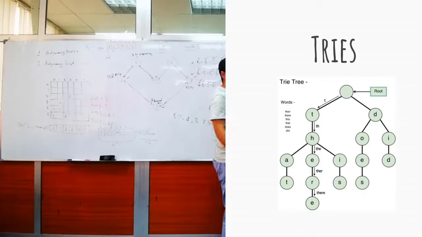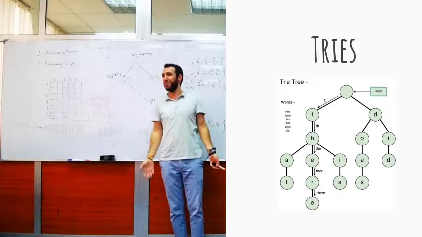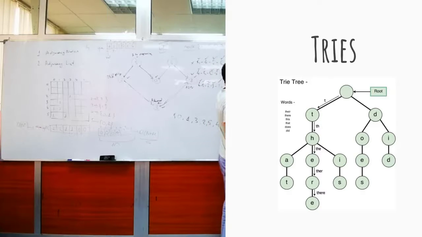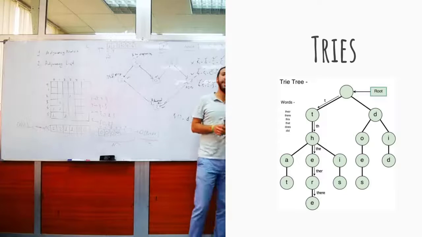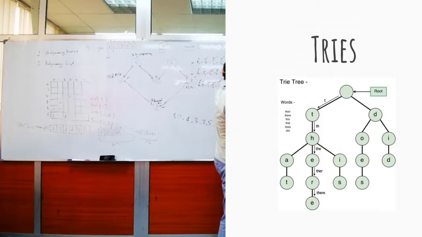So we start from the root, and the root doesn't have any letters in it because that's the root. Other than the root, every node has letters. So let's say our dictionary contains these words: that, there, this, does, and did.